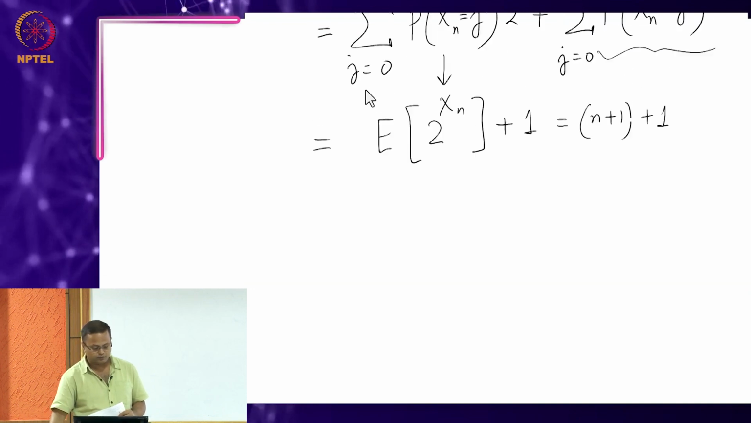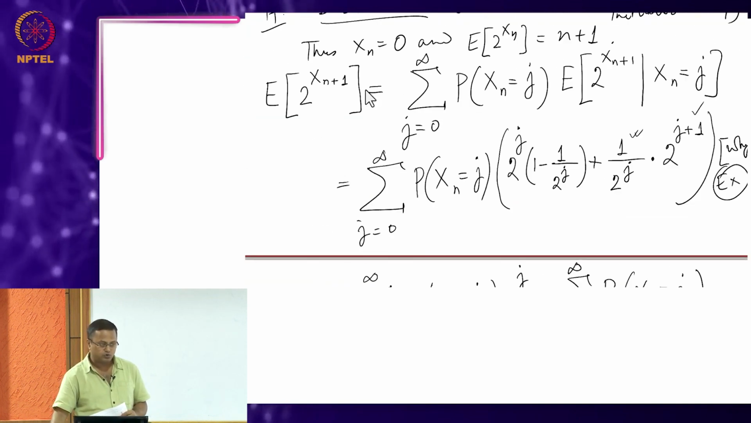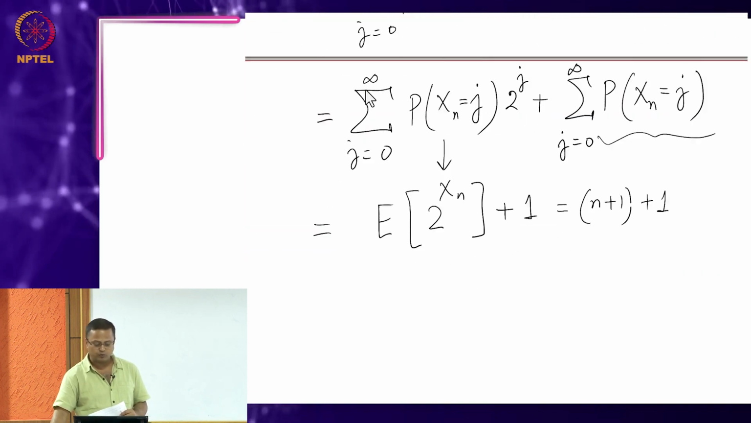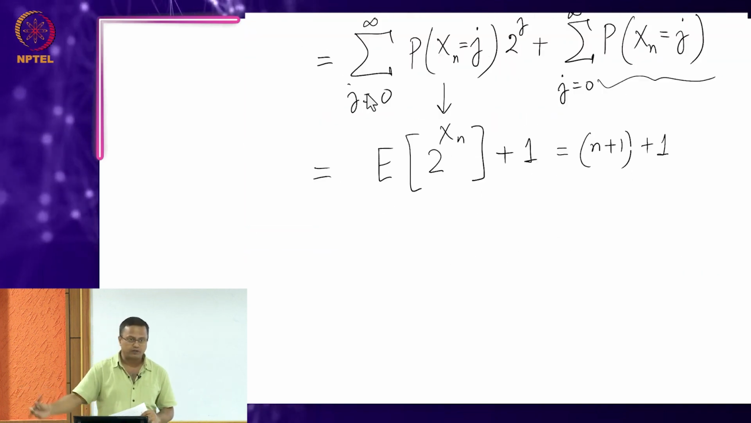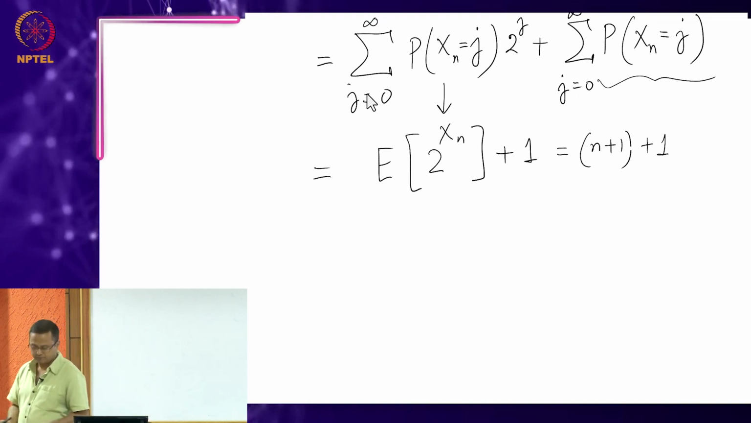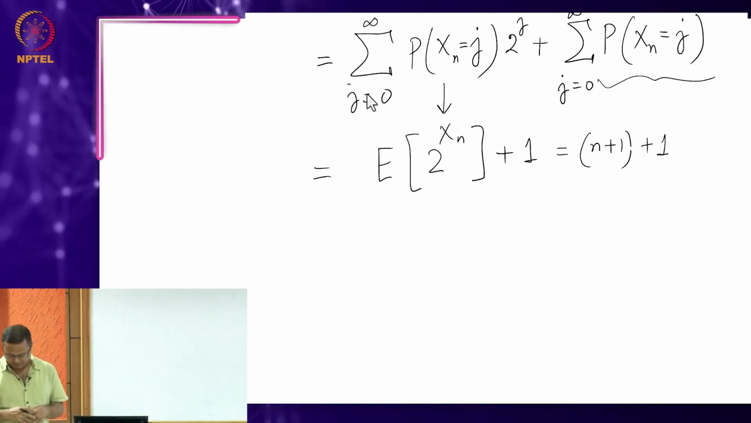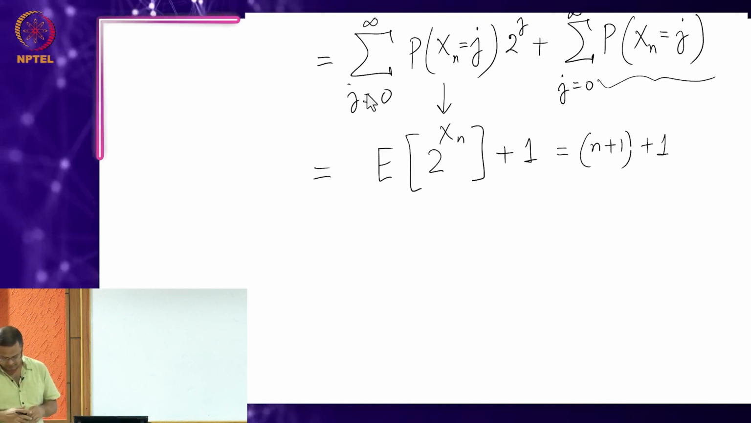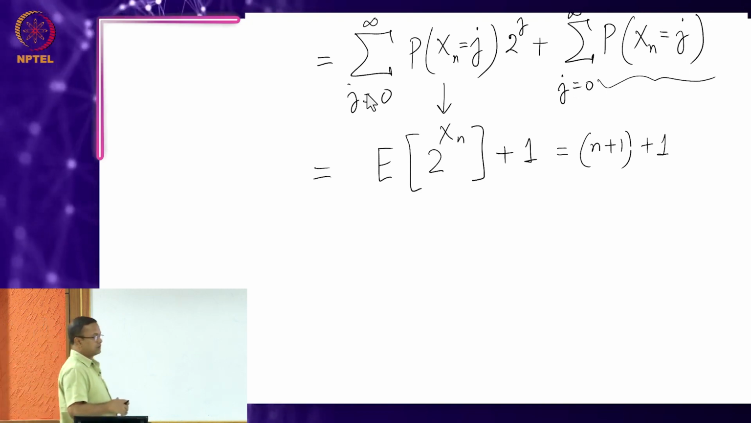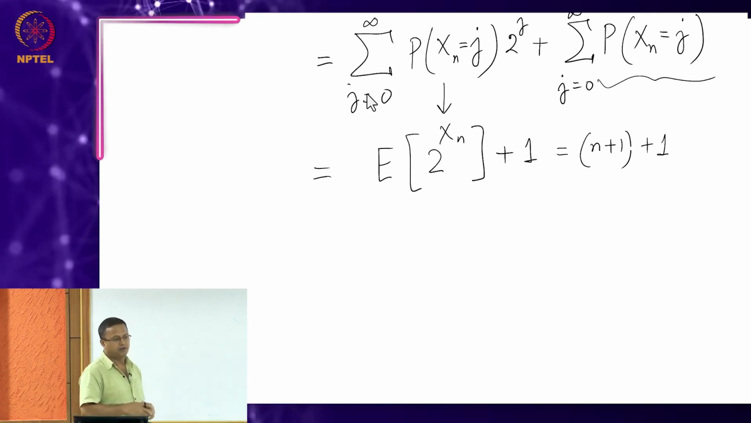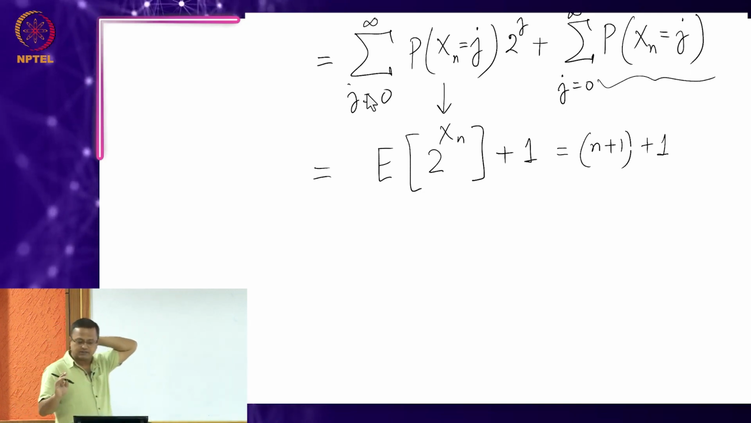So, that is what I set out to prove. E to the 2 to the power of x sub n plus 1 should be equal to n plus 1 plus 1. So, that is the reason we had this correction factor of minus 1. So, now this is an unbiased estimator.